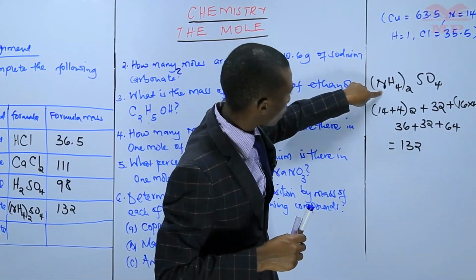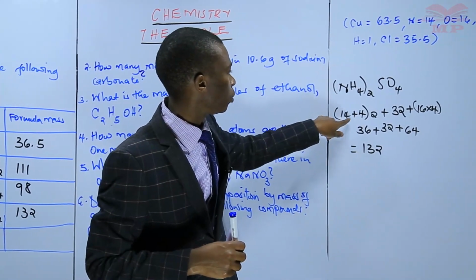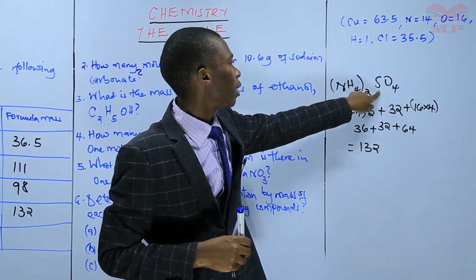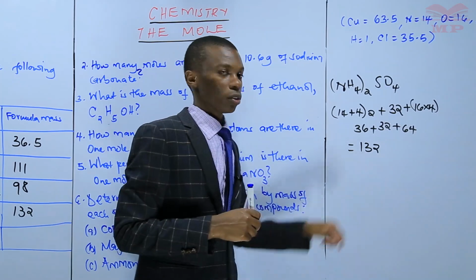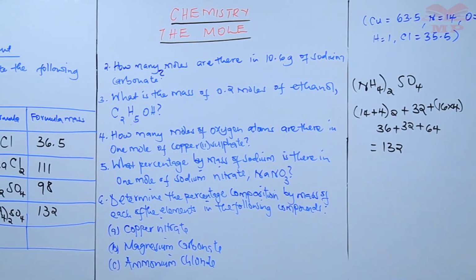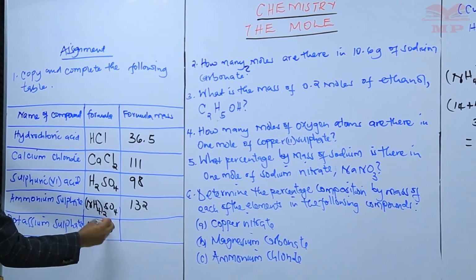The mass of nitrogen, the mass of hydrogen, then in brackets, you are adding these ones together, and then you multiply by 2. Then you add the mass of sulfur and the mass of oxygen, and you'll get the mass as 132. Lastly, potassium sulfate. This is potassium sulfate.